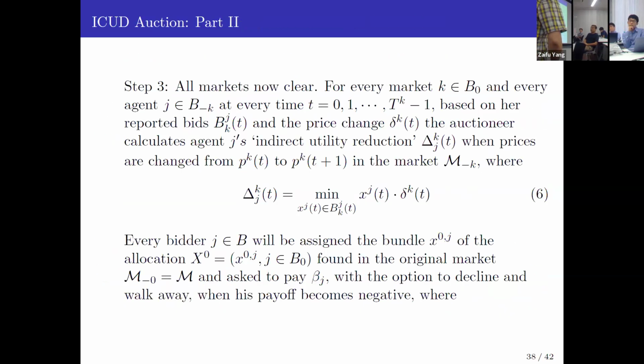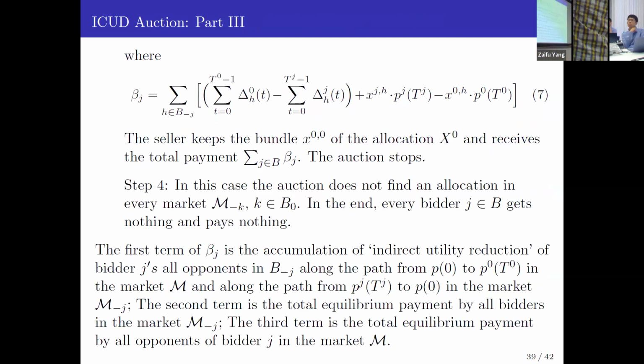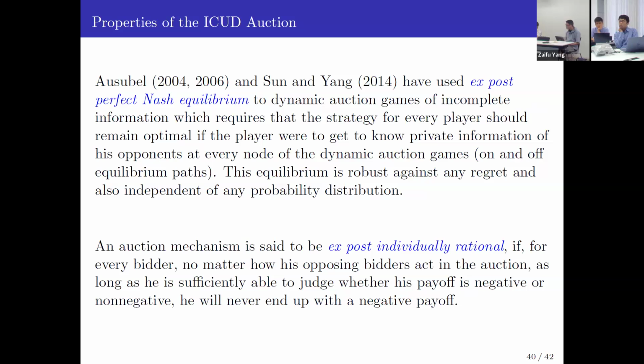So when bidders bid honestly, the payment will be just equal to the VCG payment. But because it's a dynamic auction, players have multiple times to respond, so you cannot quite show the dominant strategy. We have to be careful: when we talk about ex post perfect equilibrium, it means the strategy is optimal on the equilibrium path and also off the equilibrium path. Here we can achieve an ex post perfect equilibrium.